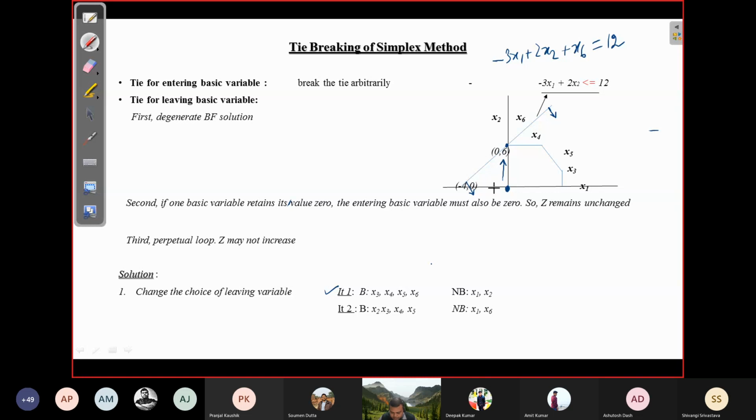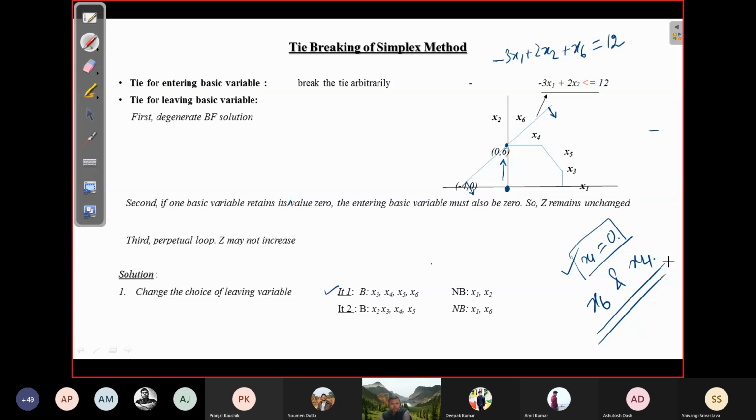But which one will leave? That means which variable will fall to zero at this point? Graphically, can you say which variable will be zero at this point? Already x1 is zero, right? x1 was zero at the origin also, right? That is fine. X6 and X4. Only X4? X4 and X6 both will fall to zero.